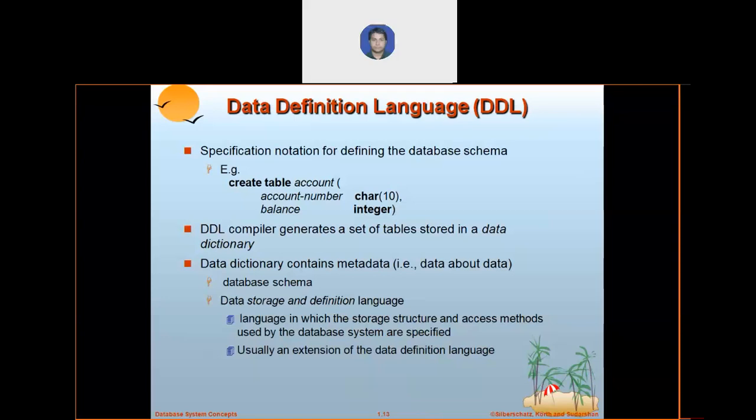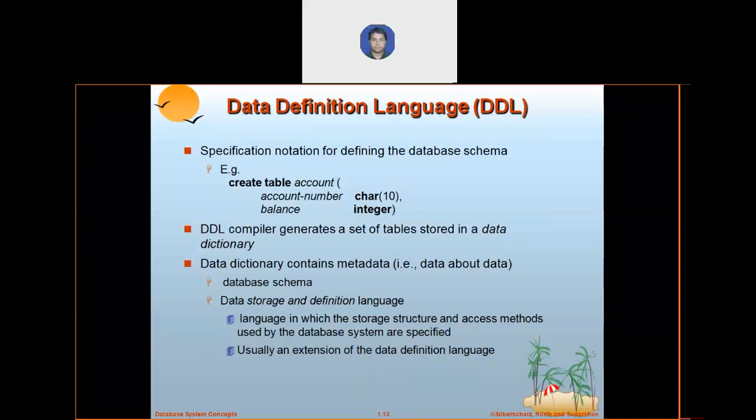Okay, so DDL means data definition language. Data definition language specifies the structure of your database, how you define the schema of your data. Again, I'm just repeating, data definition language is to specify the database schema. Schema, if you remember, is nothing but the structure of your database. So ultimately, data definition language is specifying the structure of your data.